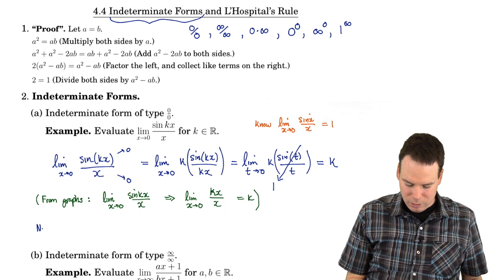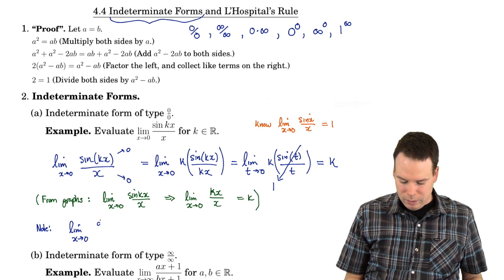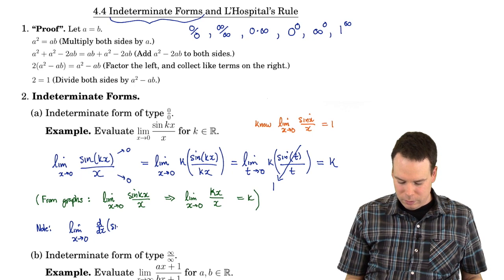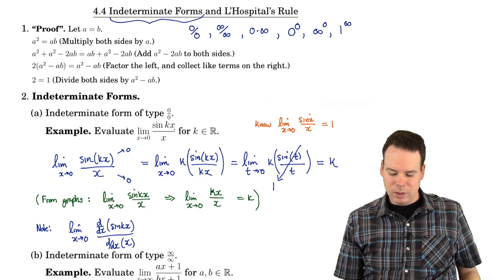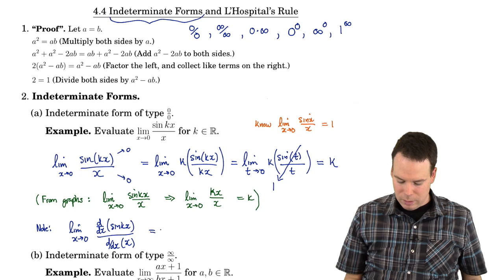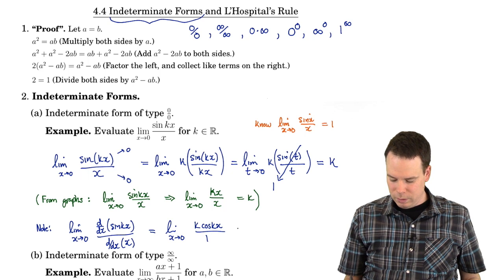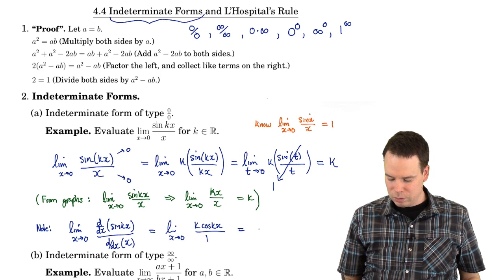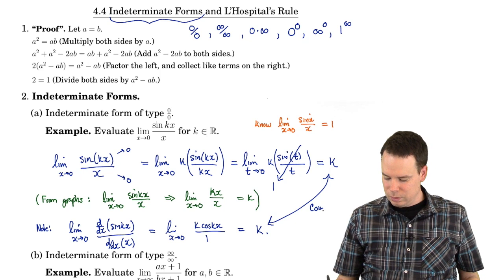So here's a curious point to note. If I instead look at the limit of the derivative of the numerator over the derivative of the denominator, so instead of looking at the original limit of sine kx over x, I look at the limit of the derivative of sine kx over the derivative of x, then what do I get as a result? I get k cos kx all over 1, and in the limit as x goes to 0, cos kx goes to 1, so we get an answer of k. And here's the question: is this a coincidence?